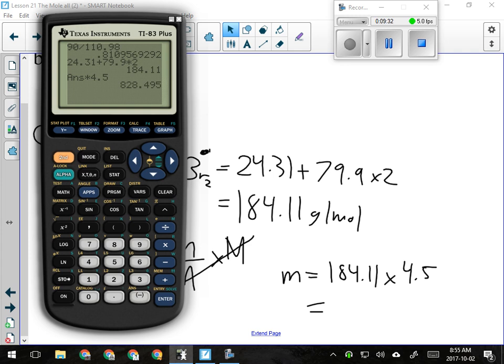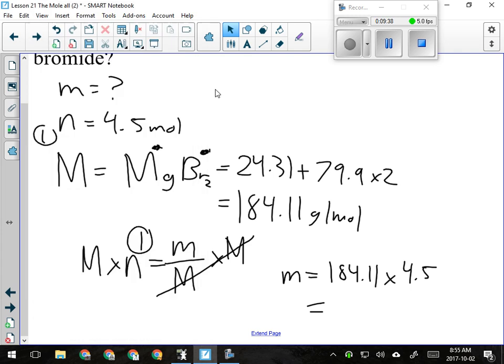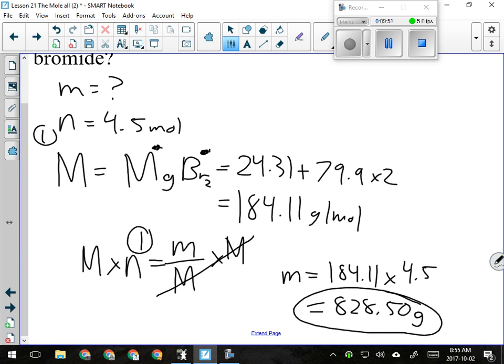All right, so we'll have 828.50, because we got to round it off here, 0.50 grams. To 2 decimal places, right? So I would round off there to 50. And that's grams. I almost forgot to put a unit on that. Okay, everybody all right with that one?